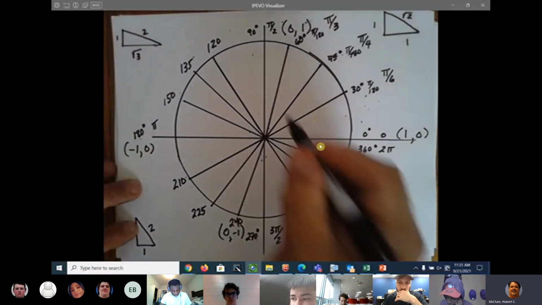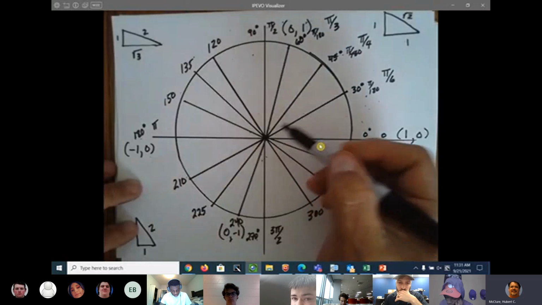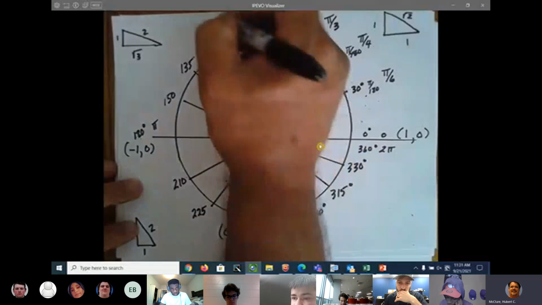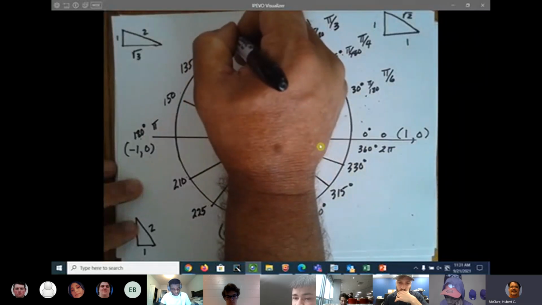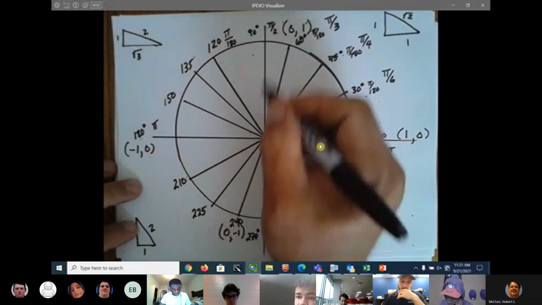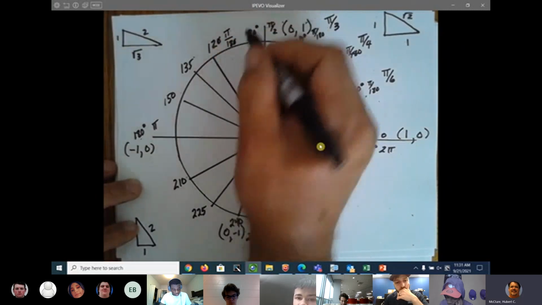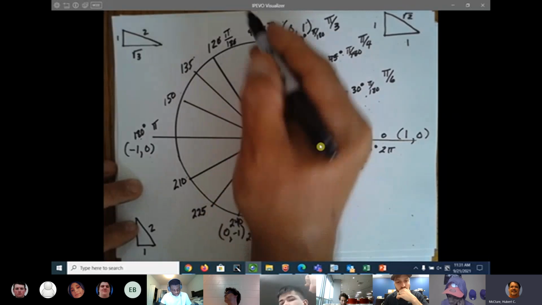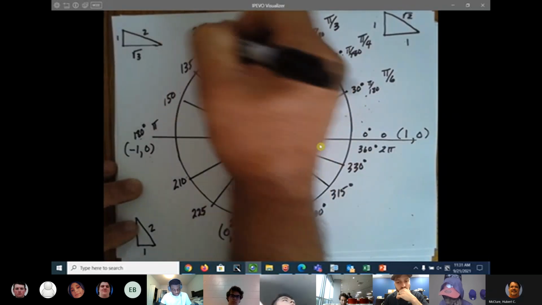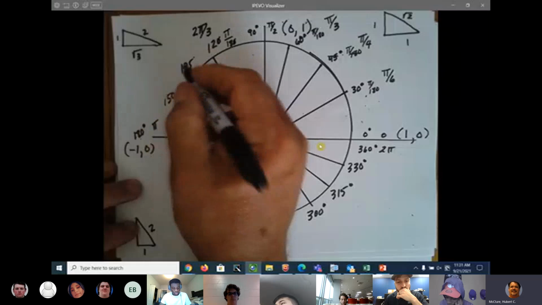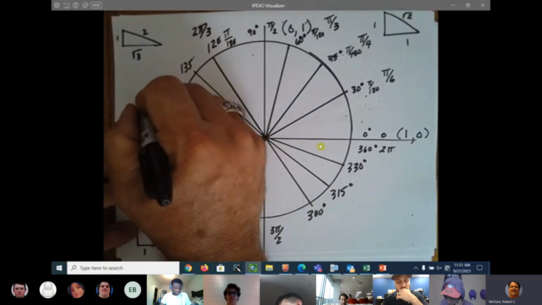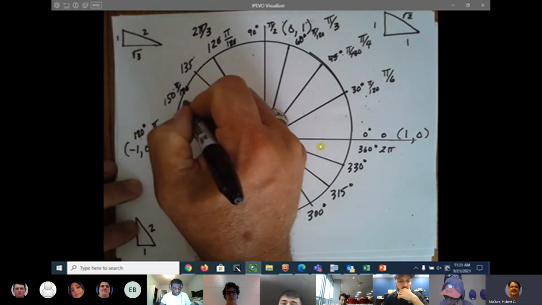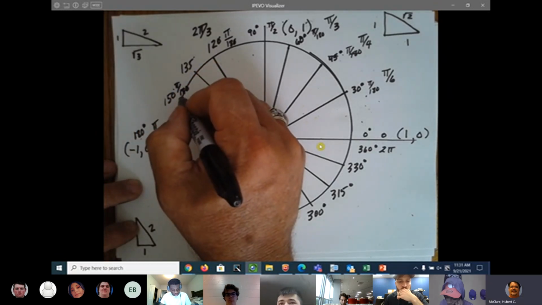And technically, you can learn a little pattern with that and go over here and do these. I'm only going to do the top half. So 120 times pi over 180. Take the zeros out. 12 and 6 will go in there. It'll be 2 pi over 3. And then 135 and so on. I'll do 150. 150 times pi over 180. And that'll be 5 pi over 6.